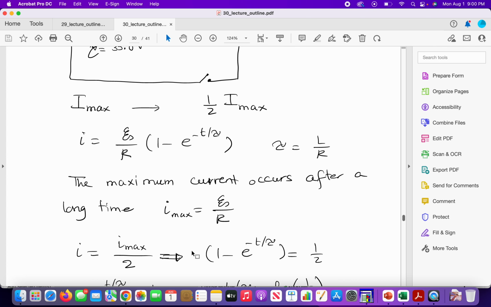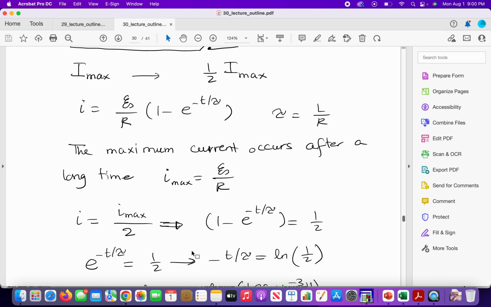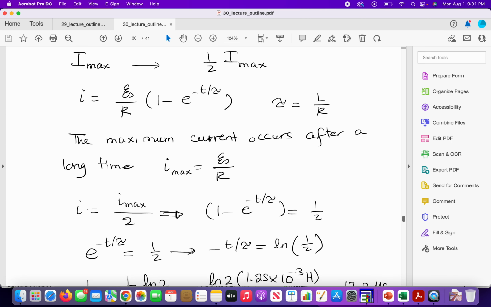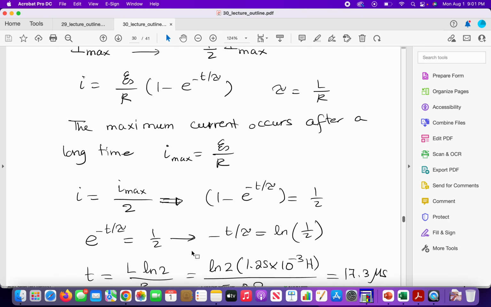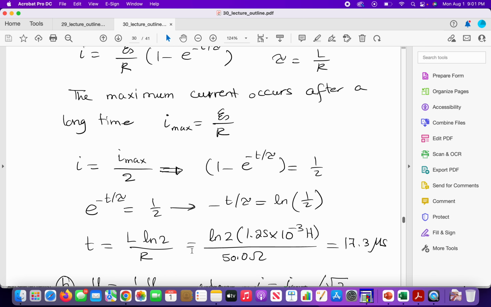Then I need to find when I maximum over 2 occurs, which is when 1 minus e to the minus t over tau equals 1/2. If we take the natural logarithm of both sides, we find the time is 17.3 microseconds.